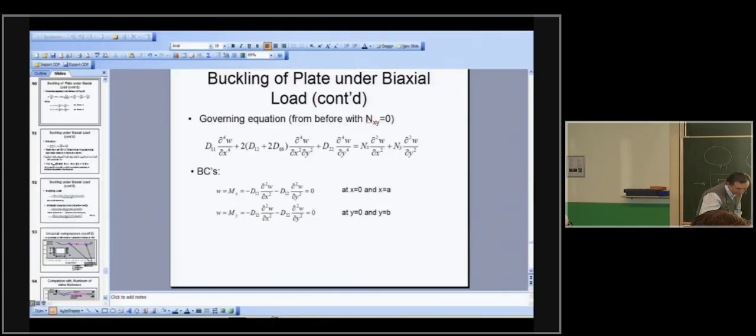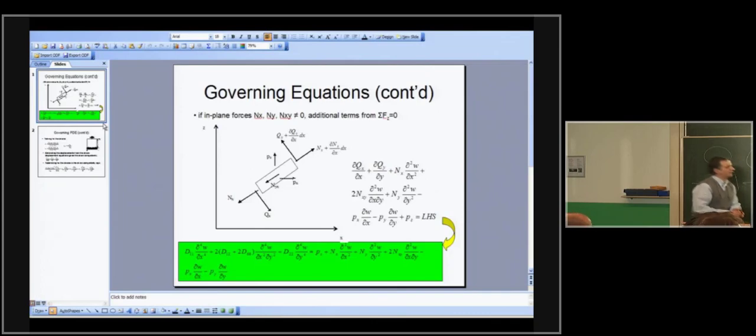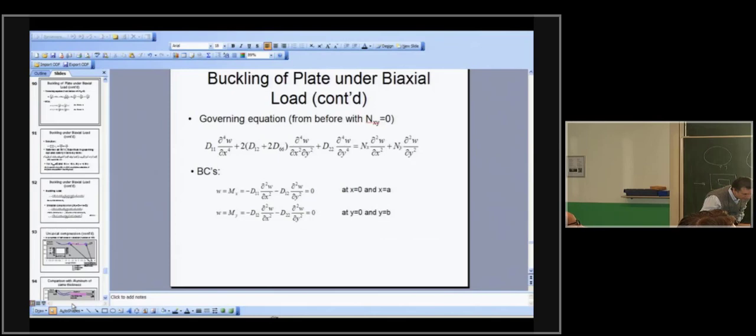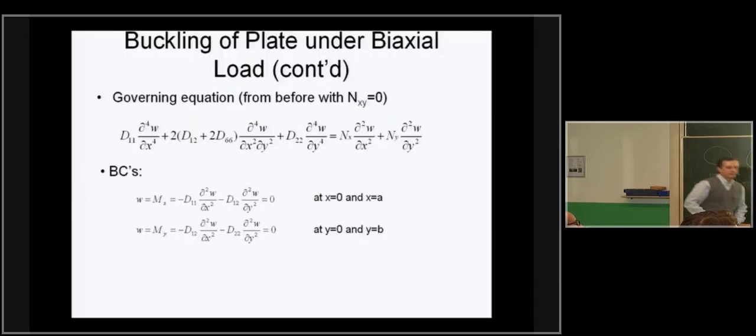So if you look at the bottom here, we have exactly the governing equation in which the distributed loads Px, Py, and Pz are 0. And for our problem, we do have Nx applied, we do have Ny, but our Nxy is 0. So if I take this equation and remove these terms, I will end up with this governing equation for W.